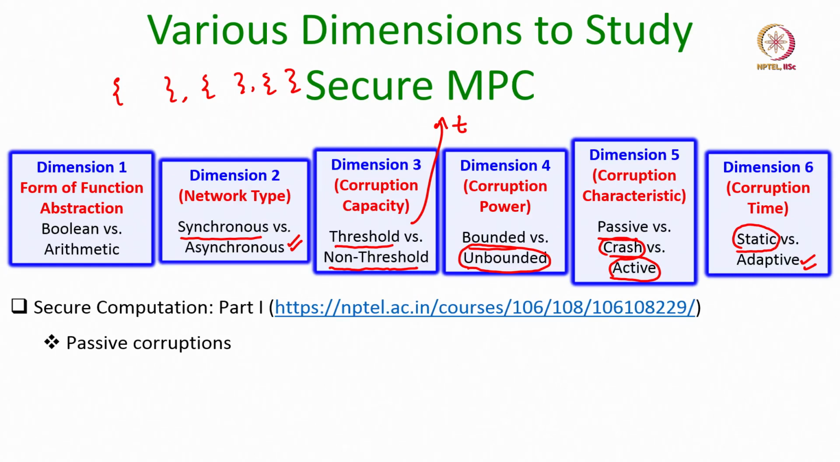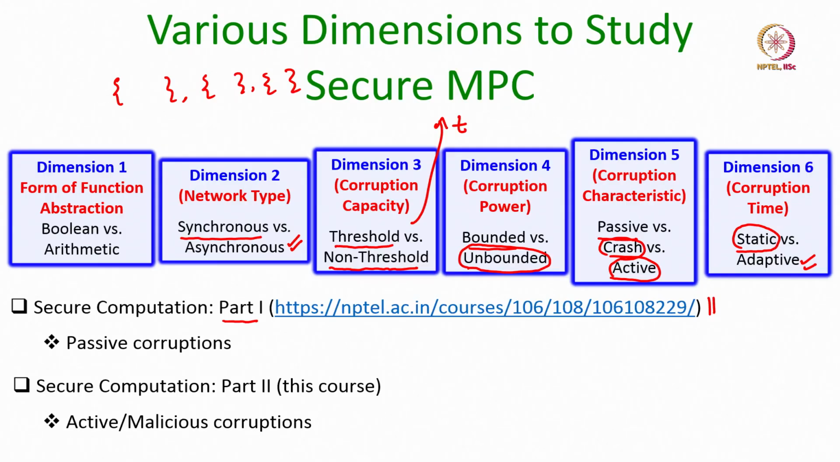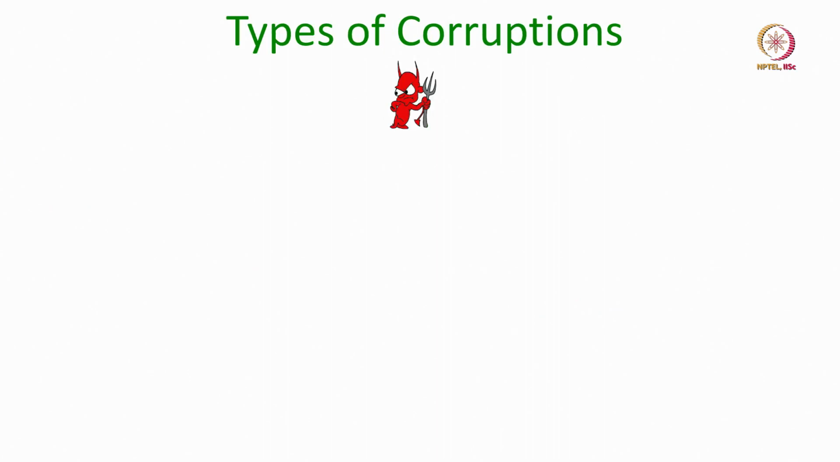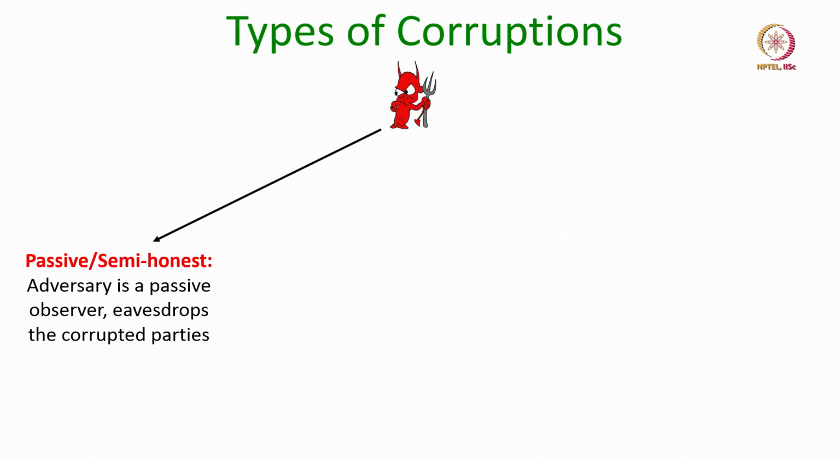In my existing NPTEL course titled Secure Computation Part 1, which is available at this link, you can find a more detailed discussion regarding the various dimensions in which we can study the secure MPC problem. The focus of part 1 of the course was completely on passive corruptions. Now, this course is all about active and malicious corruptions, which is the more powerful form of corruption. So, let us see in more detail the difference between the types of corruptions.